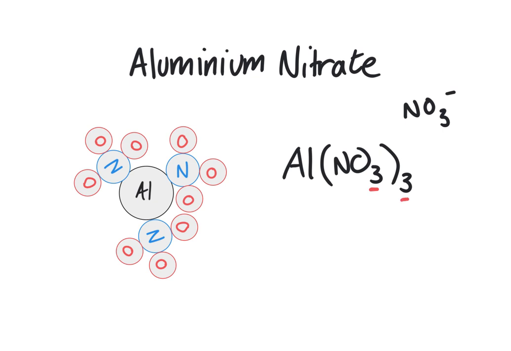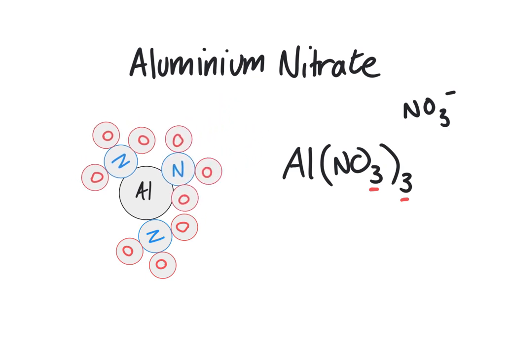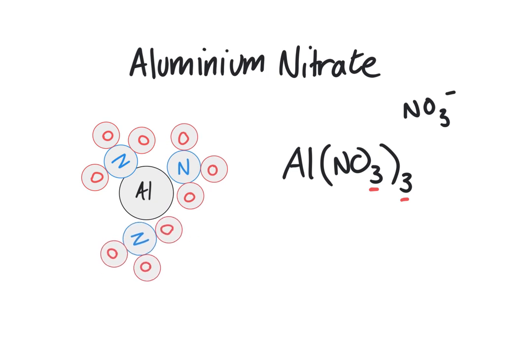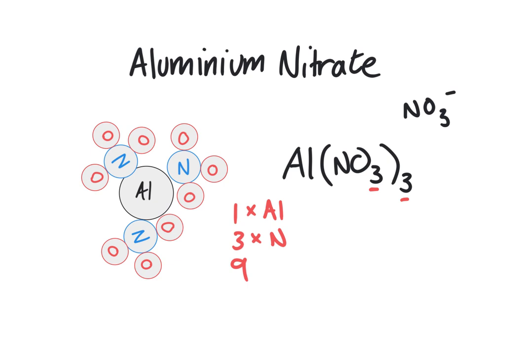1 nitrogen, 3 oxygens in each nitrate here, so that's NO3. Then there are 3 of those nitrates around the aluminium. And what is also probably quite useful to do is to count up how much of each atom that we have. So just looking at the picture, there's 1 aluminium. There are 3 nitrogens in that compound, but there are 9 oxygens in total when you count them.